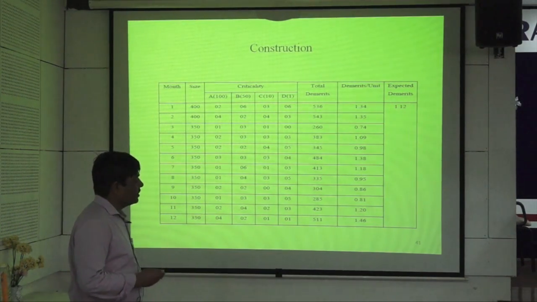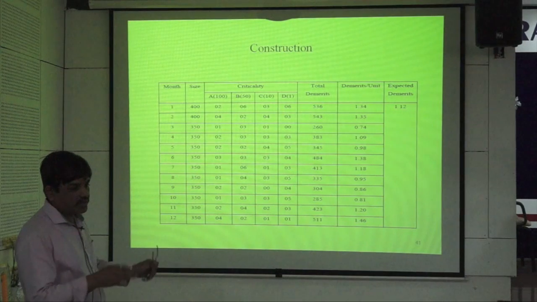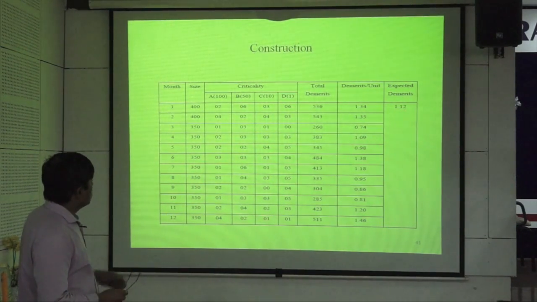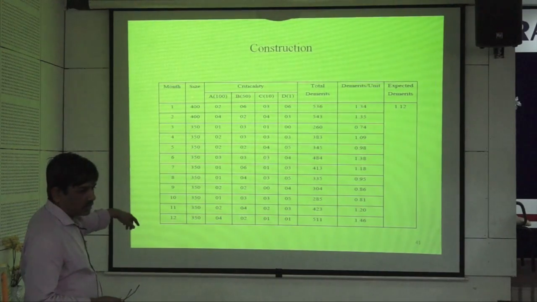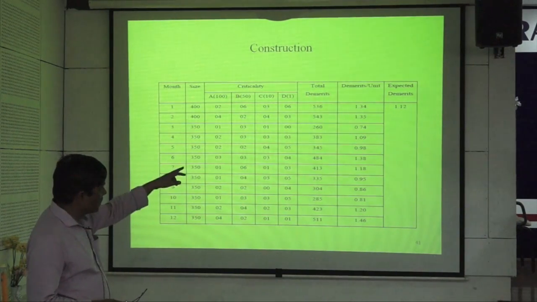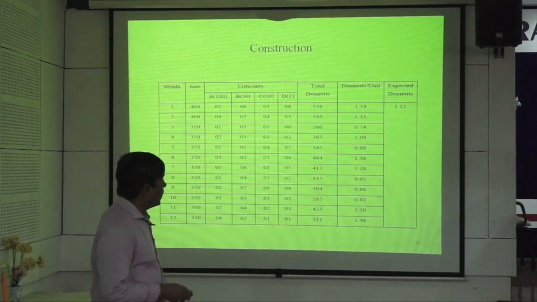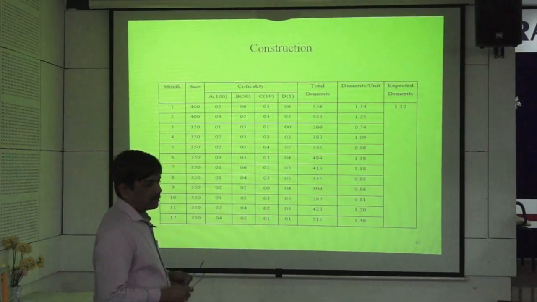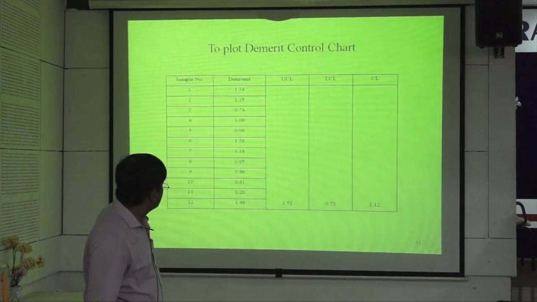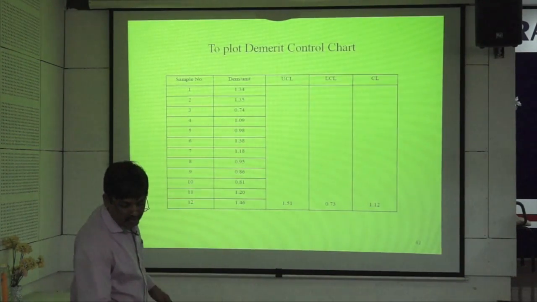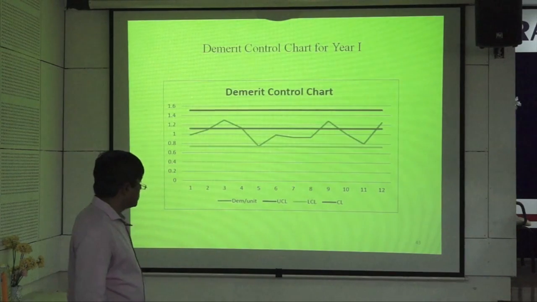This expected demerit is the center line we calculated on the basis of this data. So the center line we have kept as the expected demerit. This is what we were expecting. For all the 12 months in the first year, using this classical approach, we calculated the total demerits as well as demerits per unit. How did you get this expected figure? Expected, that is the center line, when we calculate upper control limit, lower control limit, X bar, center line. So this is the data: demerit per unit, upper control limit, lower control limit, and center line. And we plotted the demerit control chart for year 1.